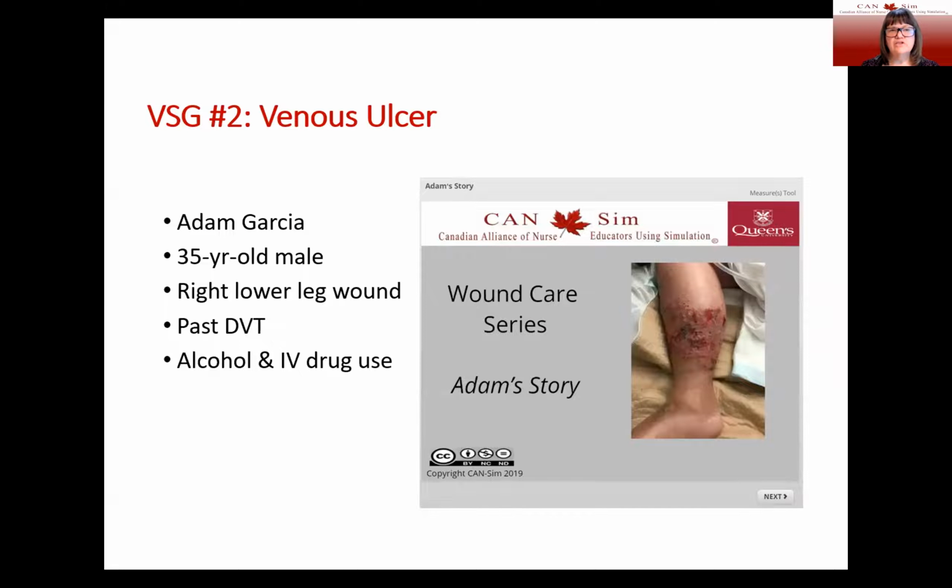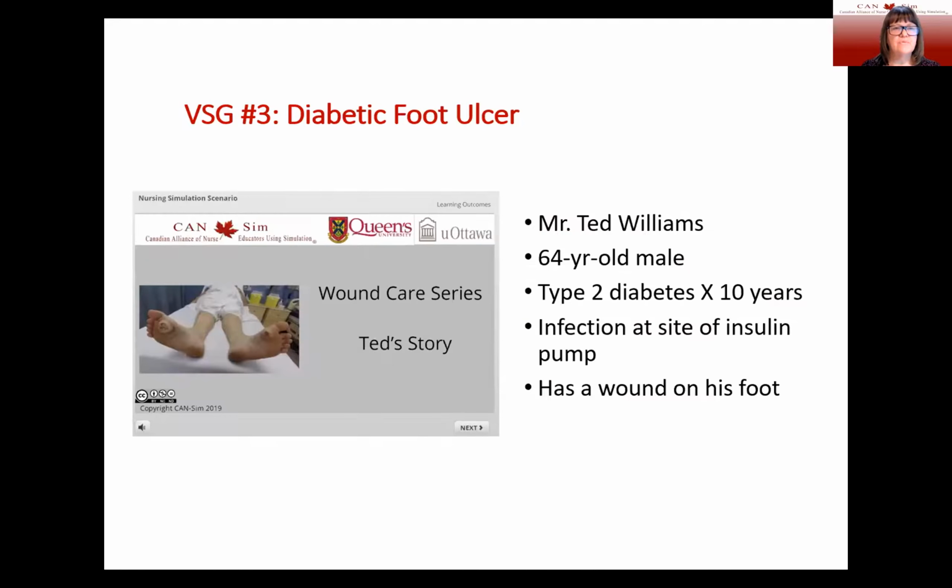So the second simulation that we have is on the topic of a venous ulcer, venous leg ulcer, and we have a young gentleman, 35 years old, with a right lower leg wound who has a past DVT and also has a history of alcohol and IV drug use.